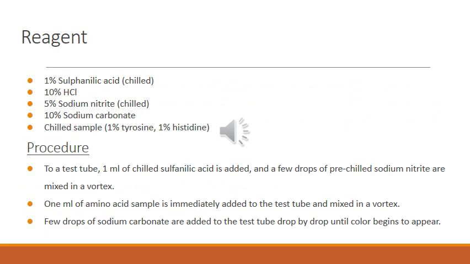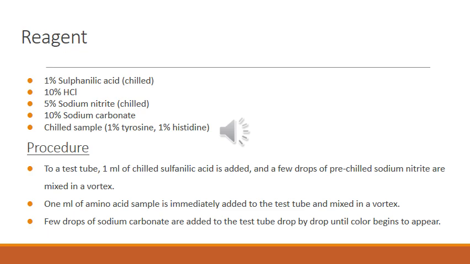The reagents of the Pauly test consist of sulfanilic acid that is chilled. Why? Hydrochloric acid, sodium nitrite that is also chilled, ice cold, and 10% sodium carbonate. The first three components will give us a diazonium salt, and the diazonium salt requires the medium to be cold. That is why we use cold conditions.